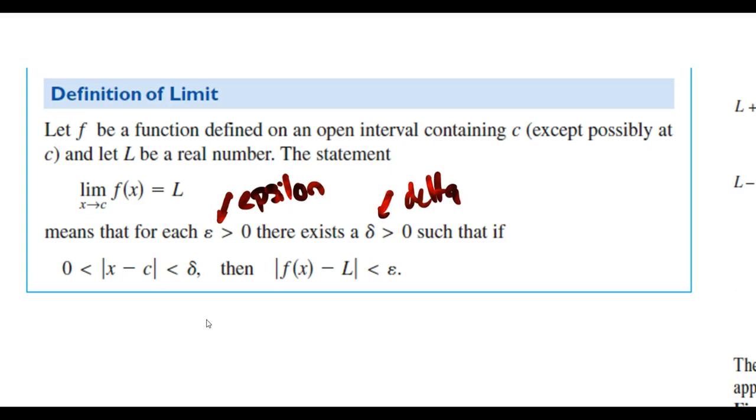such that if 0 is less than the distance between x and c, and that's still bounded above by delta, so that means we have a very small x distance, the horizontal distance is very small, then the absolute value of f of x minus L, which is the distance in the vertical direction between f of x and L, is bounded above by epsilon. And so this boundedness is really key to describing, using math, what a limit is.